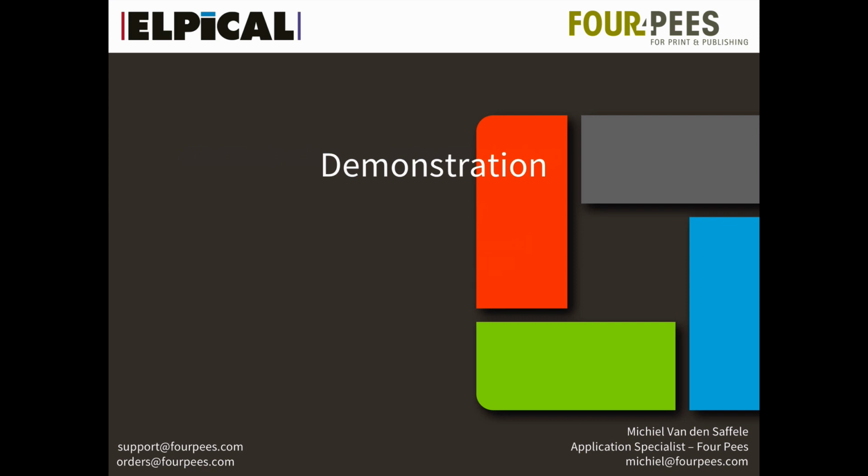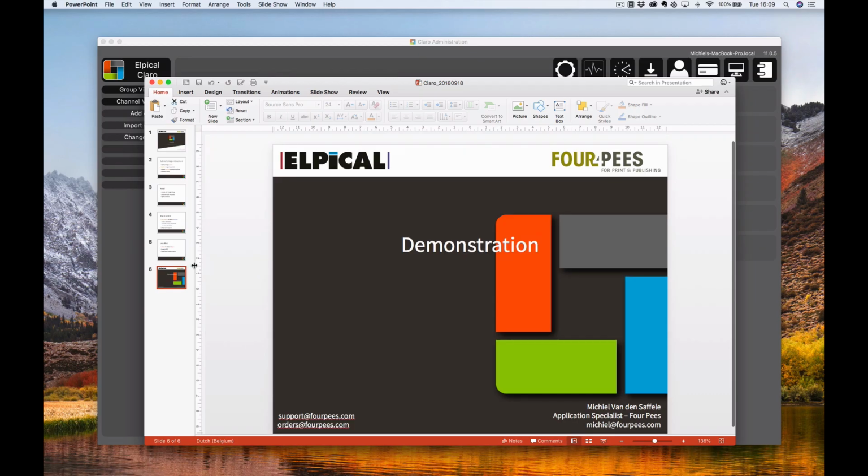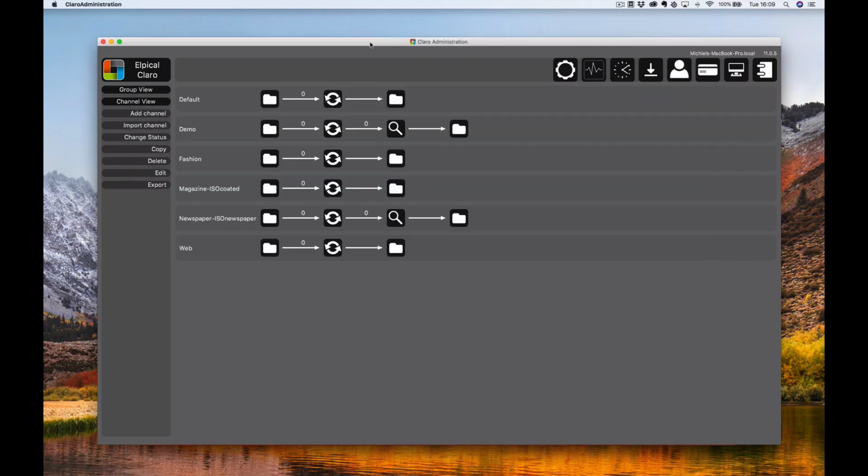Let's get into the application. What we see here is the Claro administration window. This is a client view of what is essentially a web server program. So this isn't actually the application. The application is running as a server basis on, in this particular case, on my local host. So it's running in the background.